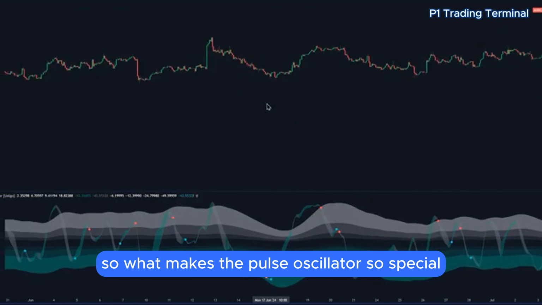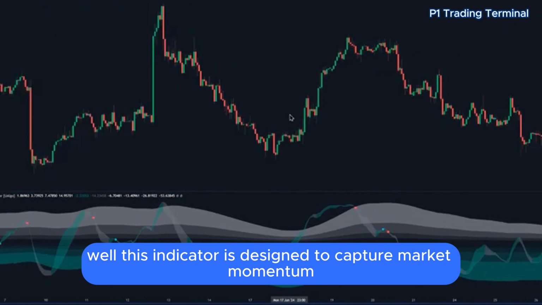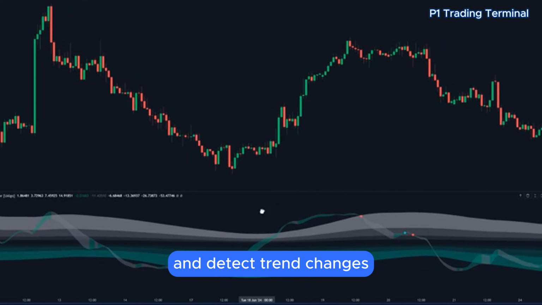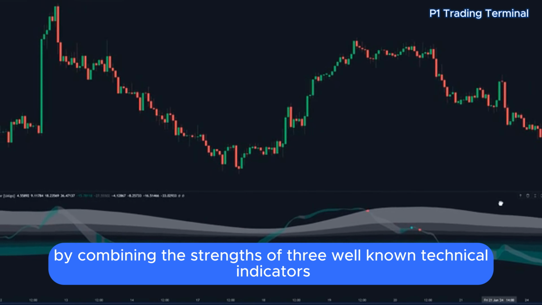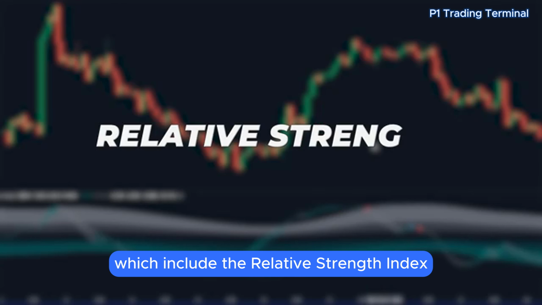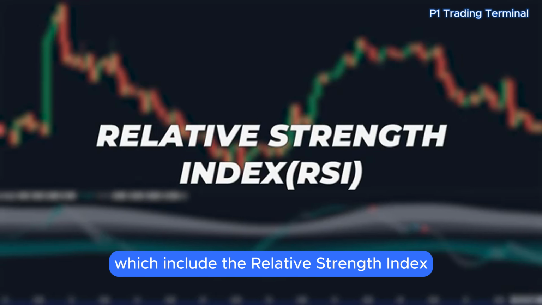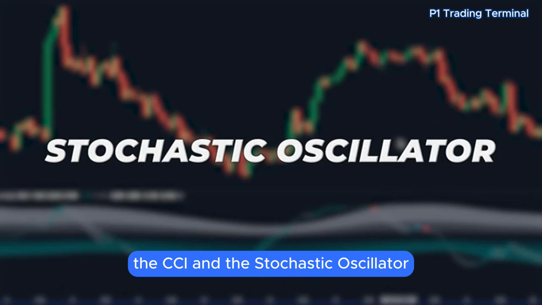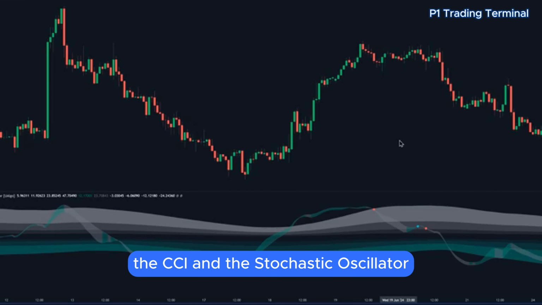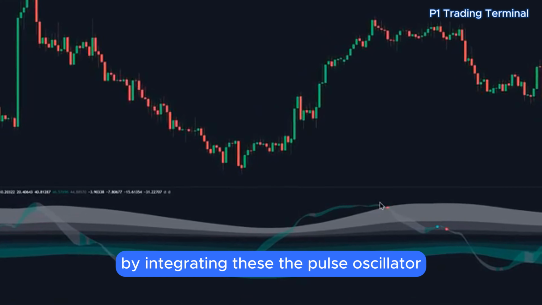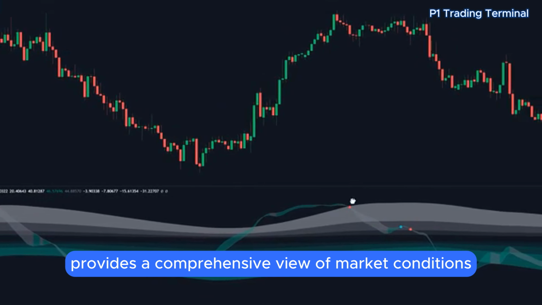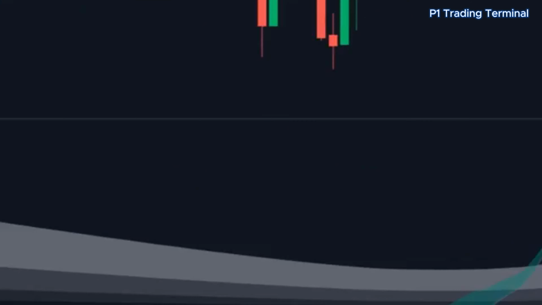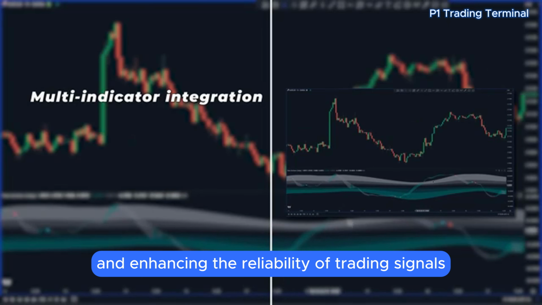So what makes the Pulse Oscillator so special? Well, this indicator is designed to capture market momentum and detect trend changes by combining the strengths of three well-known technical indicators, which include the Relative Strength Index, the RSI, the Commodity Channel Index, the CCI, and the Stochastic Oscillator. By integrating these, the Pulse Oscillator provides a comprehensive view of market conditions, reducing the weaknesses of individual indicators and enhancing the reliability of trading signals.